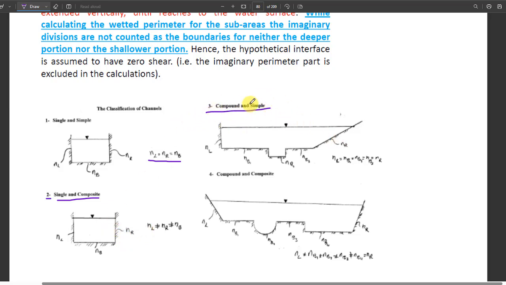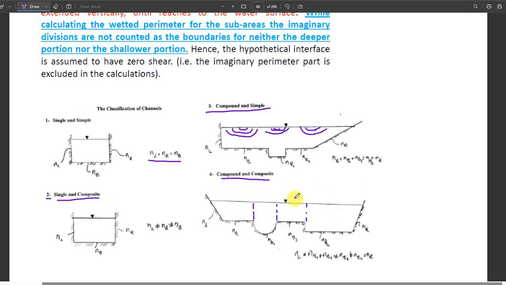Okay, so case 3, which is compound and simple. So it is compound, that is, it consists of many parts. For example, here I would say there will be like this, the contour lines of water. Here it would be able to make another one here, and there another one like this. Anyway, okay, compound and composite, which is different N values for each member, and also the cross section is not simple. So I should divide it like this.